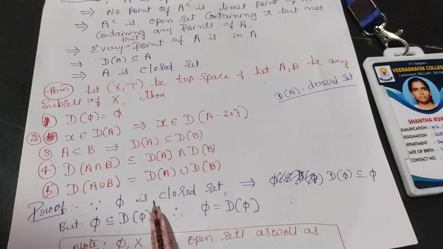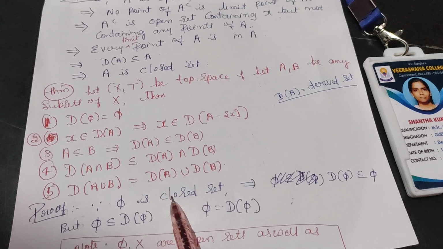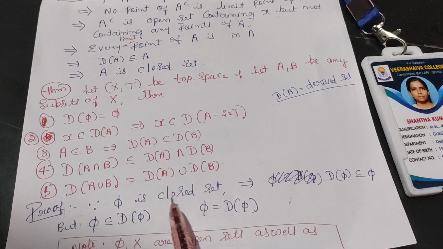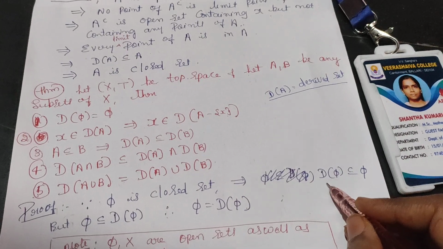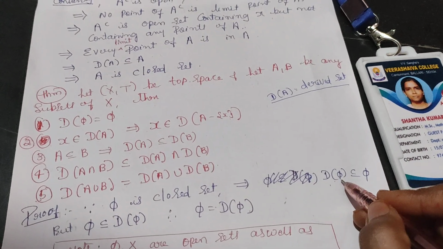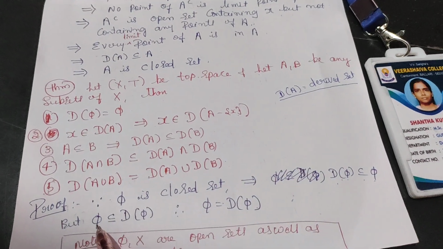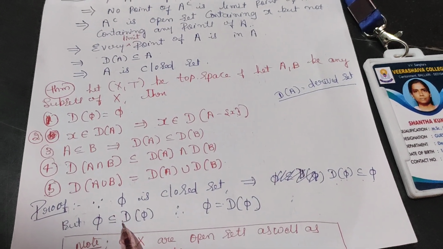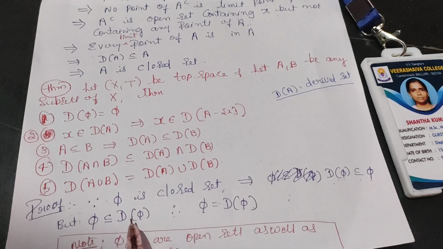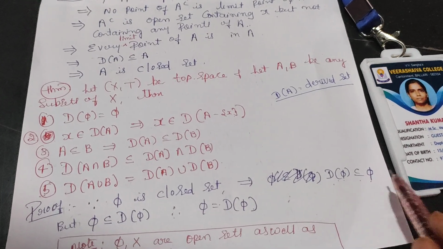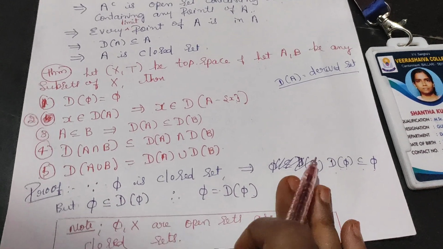Proof. Since phi is a closed set, we know that phi is a closed as well as open set. So phi is a closed set implies, by definition, the derived set of phi is contained in phi. But we know that phi is a subset of every set. Therefore phi is contained in D of phi. So from these two relations, phi is equal to D of phi.